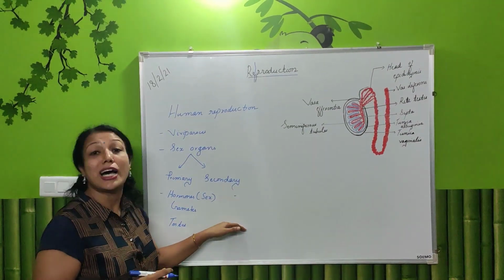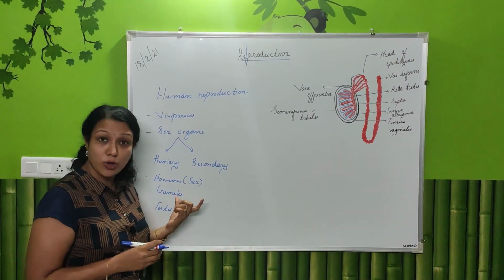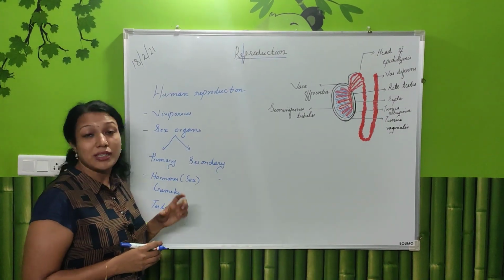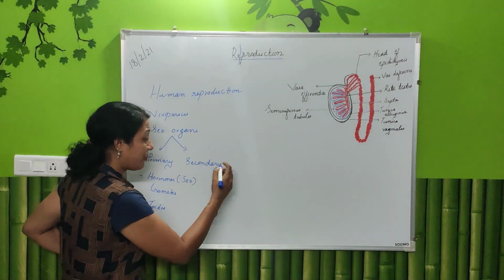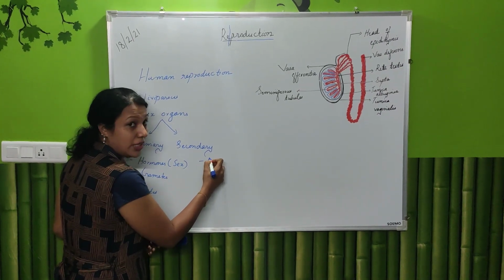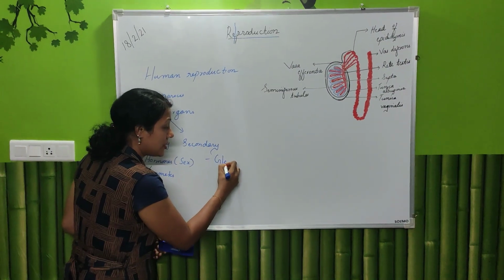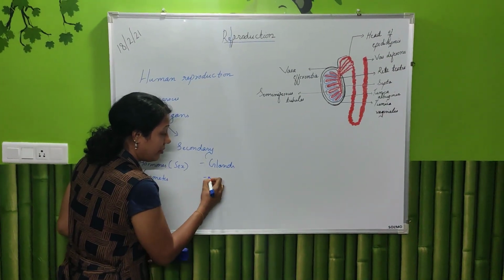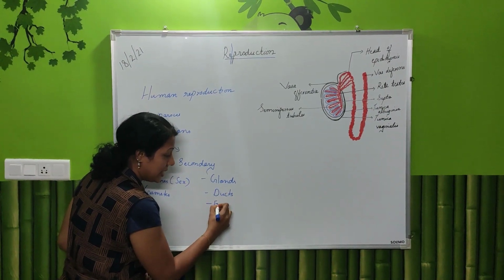Secondary sex organs are those organs which will not produce sex hormones or gametes, but they do have a good role in reproduction. Okay, so we have here accessory sex organs. Okay, in secondary sex organs, we have accessory glands and we have accessory ducts and we have external genitalia.